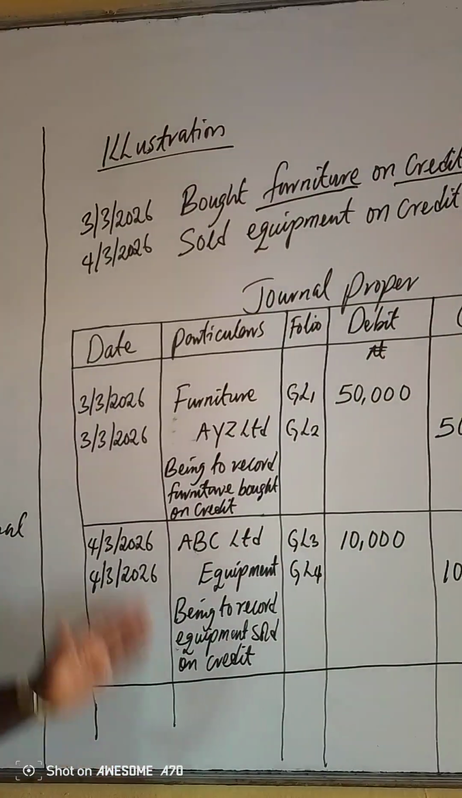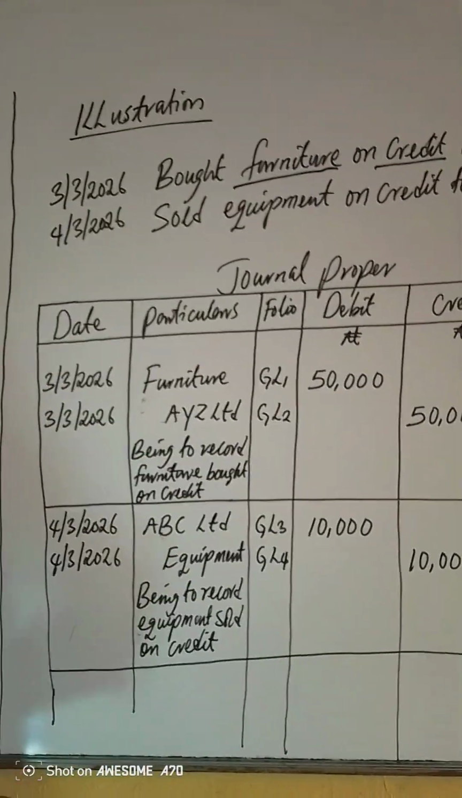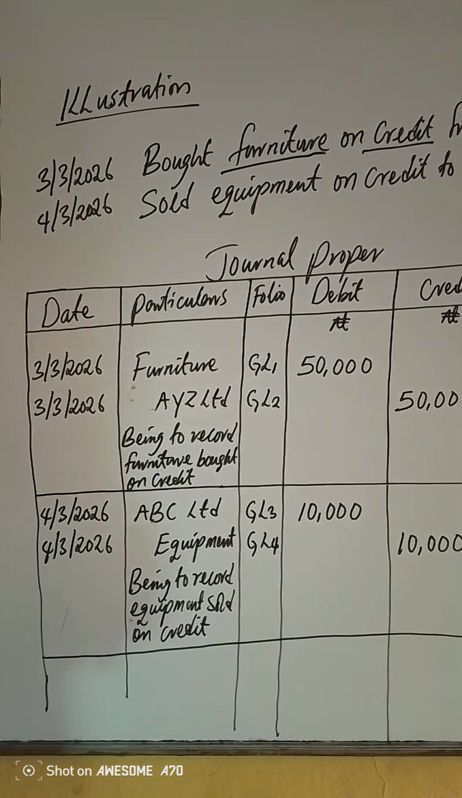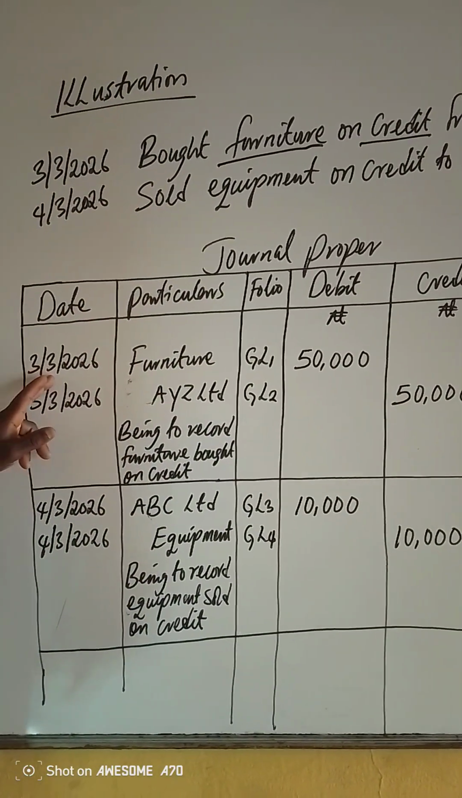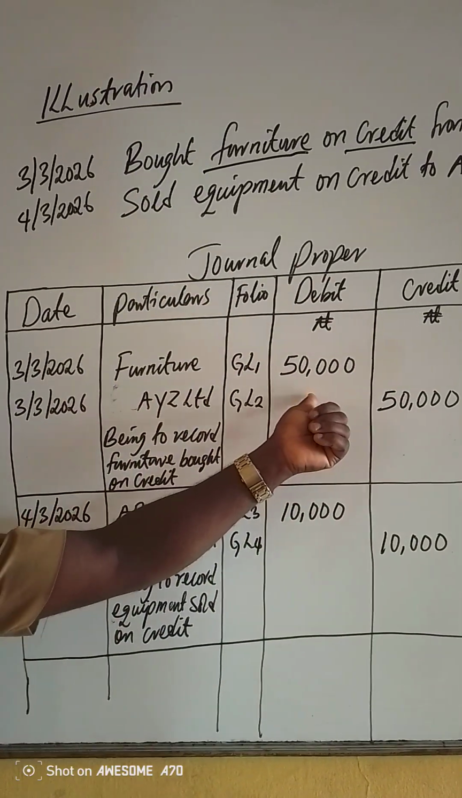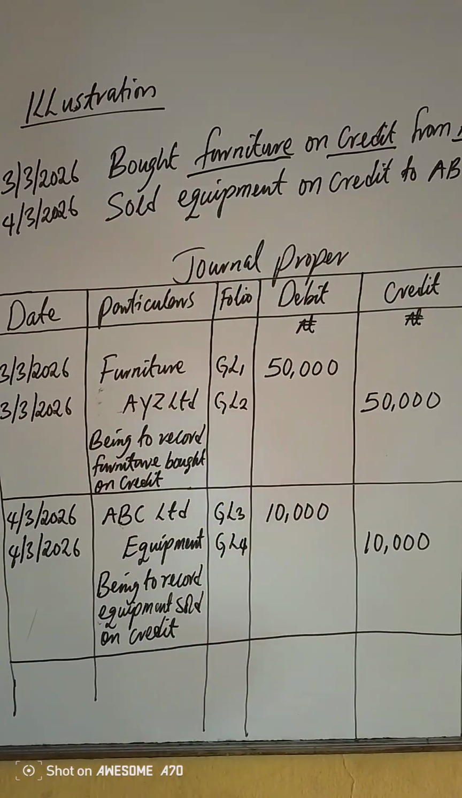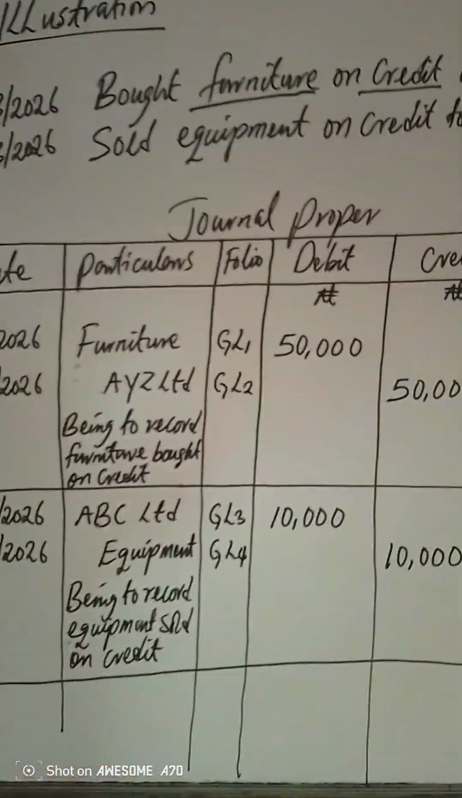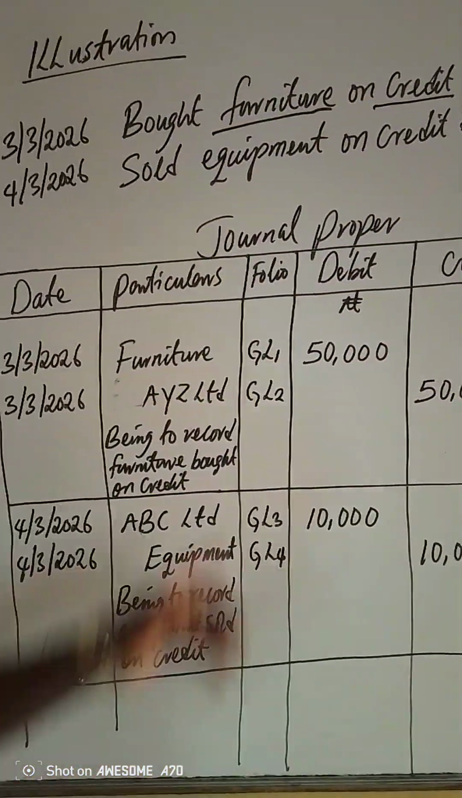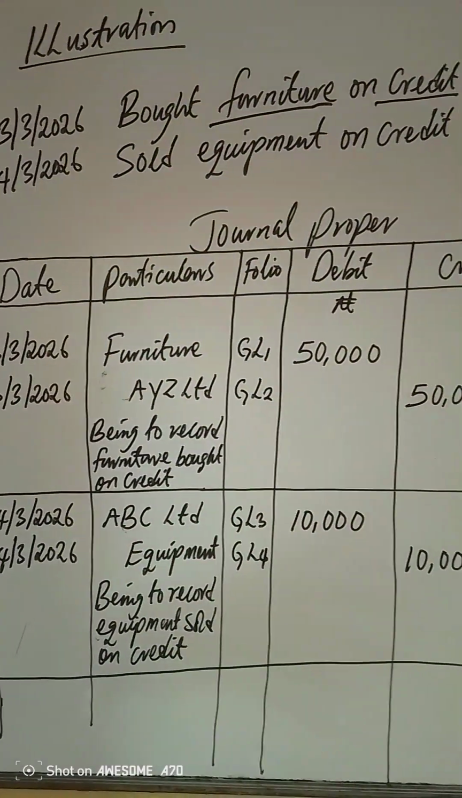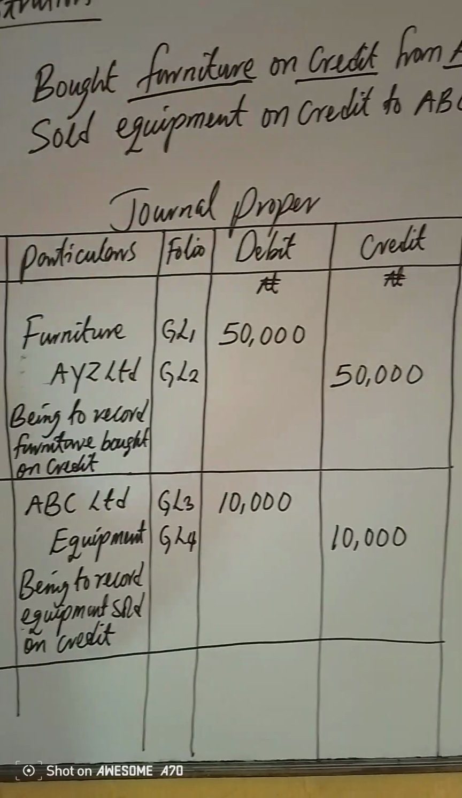So in this case, we come here and know that based on the rule of journal proper, the debit entry must be recorded first. You come here and say on the 3rd of March 2026, furniture will be debited 50,000, and this is GF1. Mind you, I told you I'm coming back to explain much on what is called the folio. So don't bother whether you understand very well or not. I want to have a special video that will address what is called folio.